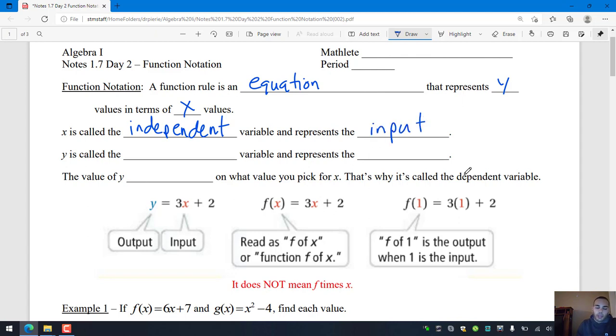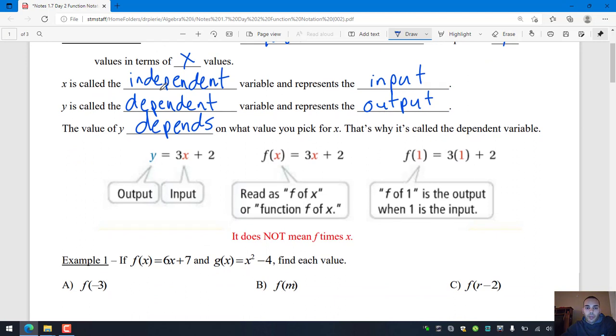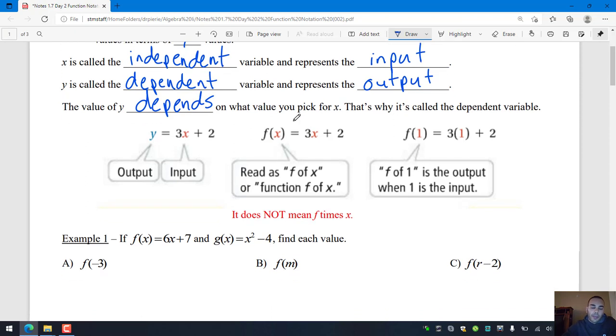Okay, x is what you plug in, and then y is the exact opposite. Y is called the dependent variable, which is what you get back, or we call the output. So why do they call it dependent variable? Because the value of y depends on what you plug in for x. Okay, so that's where independent and dependent comes from. Independent, I can choose whatever I want to plug in. Dependent means it depends on what I plugged in for x.